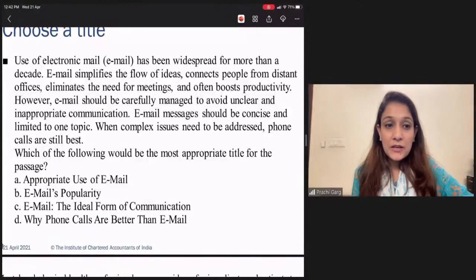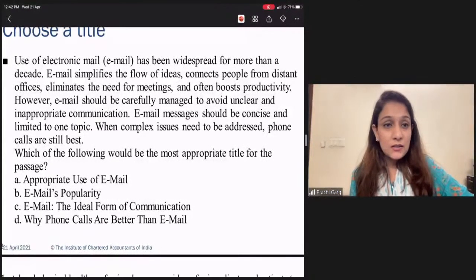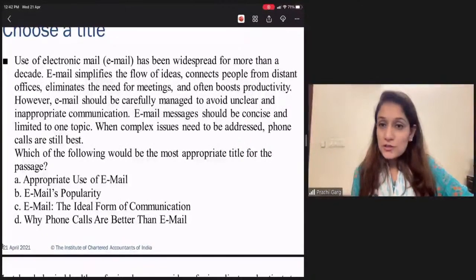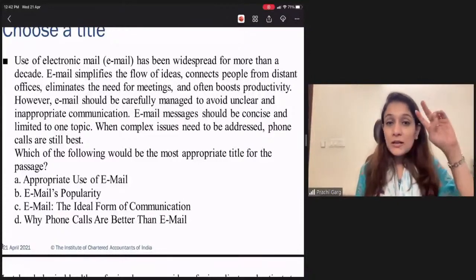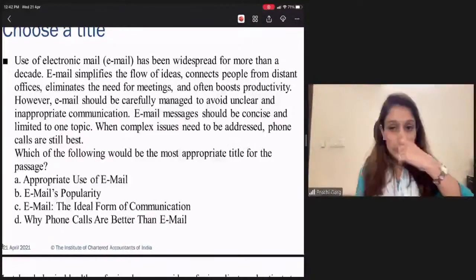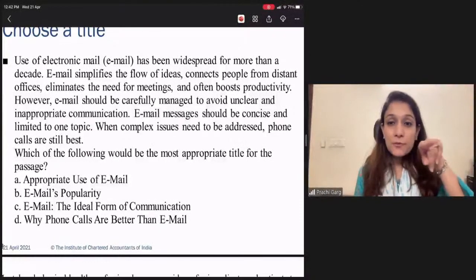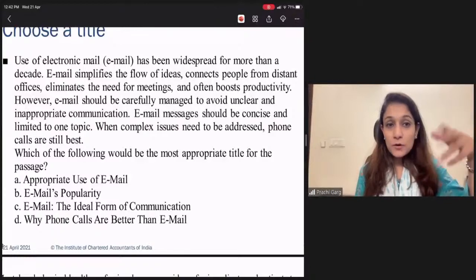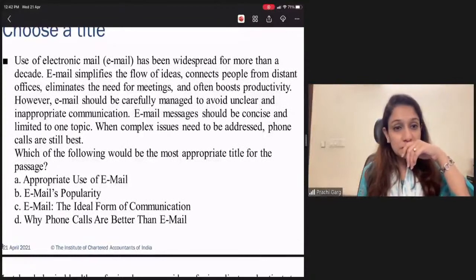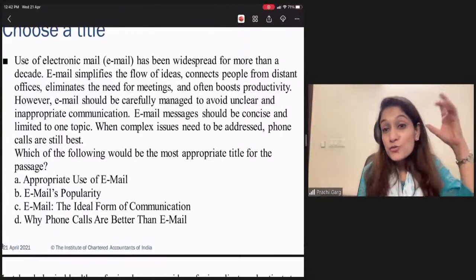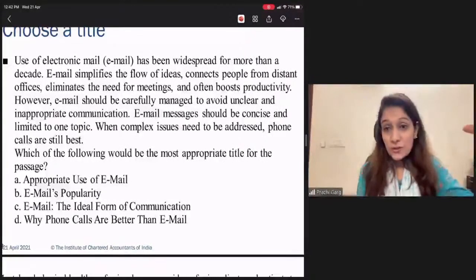C is cancelled. Email's popularity and appropriate use of email. You are left with 2 options, like in Kaun Banega Crorepati, where we have 50-50 options. Now you tell me if it is appropriate use of email or email's popularity. Are we talking about how popular emails are, or are we talking about how emails are used and how they can be used? It is talking about the use of email, appropriate use of email.